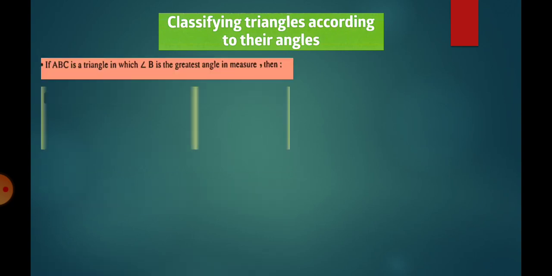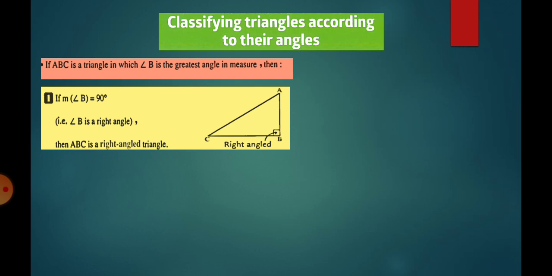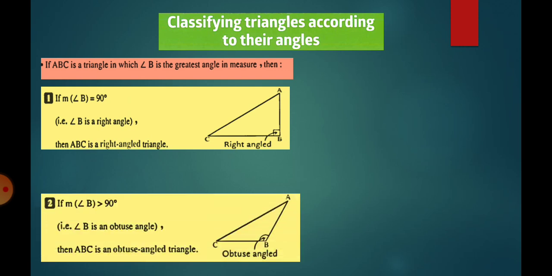The triangles. If we have the triangle ABC and the measure of angle B equals 90 degrees, then ABC is a right angled triangle, and the longest side is the hypotenuse. The longest side is opposite to the greatest angle. If the measure of angle B is an obtuse angle, greater than 90, then the longest side is AC and the triangle ABC is called an obtuse angled triangle.